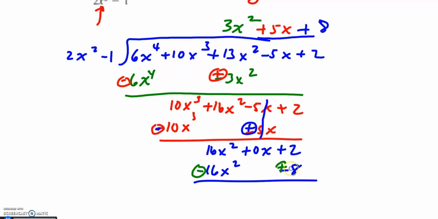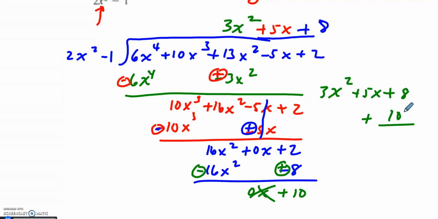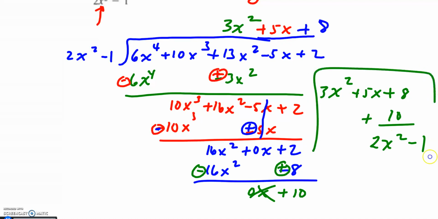Subtract, subtract. So I have 0x plus 10. 2x squared cannot divide evenly into 0x or 10. So 0x is really just 0. So it looks like my remainder is 10. So my final answer, my quotient, is 3x squared plus 5x plus 8. I'm running out of room, so I'm going to write it below, plus the remainder of 10 over the divisor of 2x squared minus 1. Now in your answer, make sure it's all one straight line. I just ran out of room on my screen.